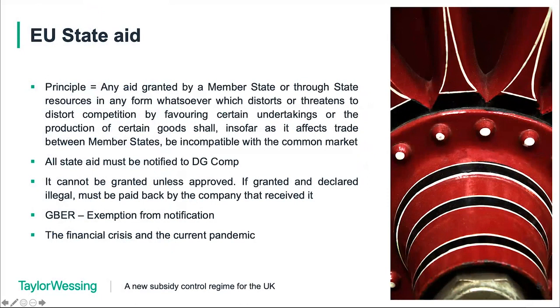And those rules are obviously key in Europe, where you have a single market, so you want to ensure that companies do not receive large amounts of aid from government to ensure that they compete on equal terms. The key principle is that all state aid must be notified to the European Commission in Brussels, the Director General for Competition. And aid cannot be granted unless it's approved by the Commission. If the member state grants aid and then later that is declared illegal because, for example, it was not notified, then the company that receives it must pay back to the government.